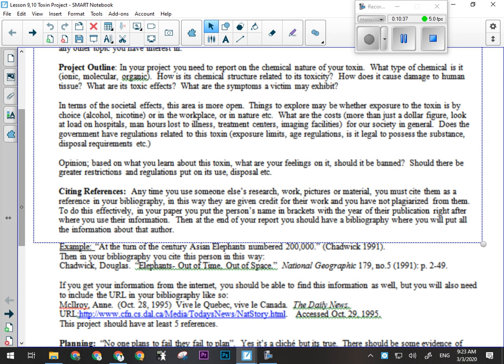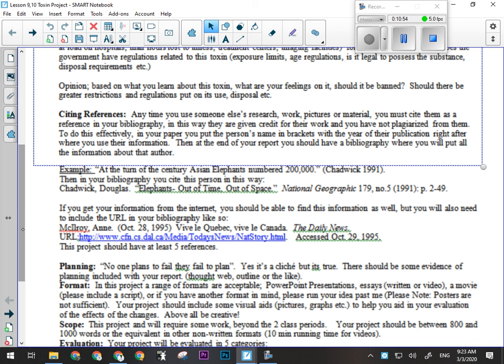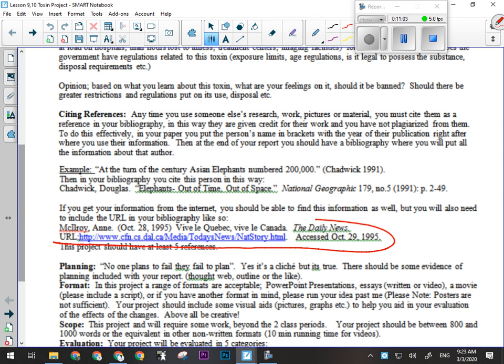Anytime you use someone else's research, work, pictures, material of any kind, you have to cite them as a reference. In this way, they are given credit for their work and you have not plagiarized from them. To do this effectively, in your paper, put the person's name in brackets with the year, etc. So I'll show you what that looks like right here. Now, if I'm citing a website or something like that, it's going to look like this. It has to look like this.